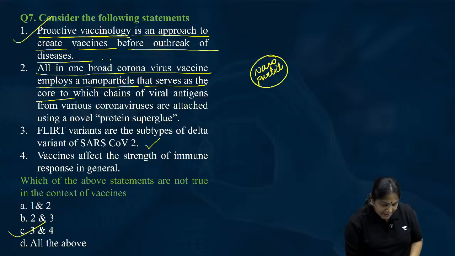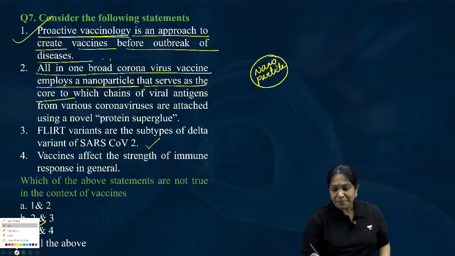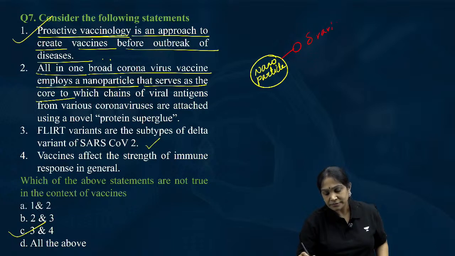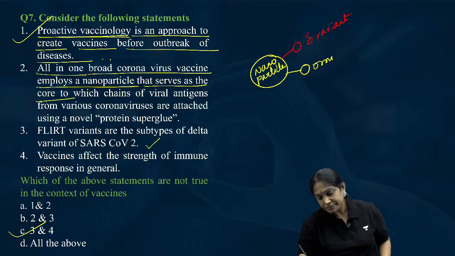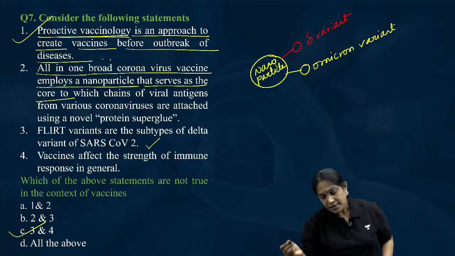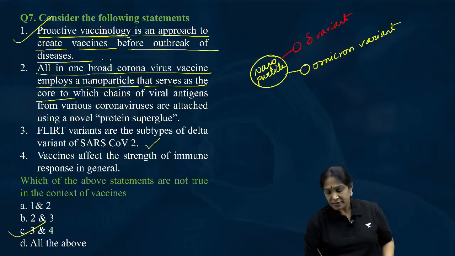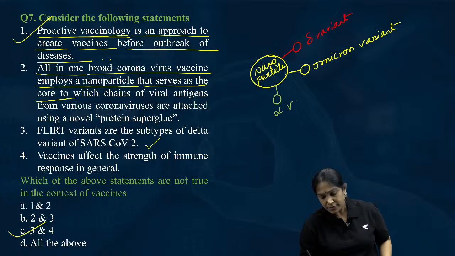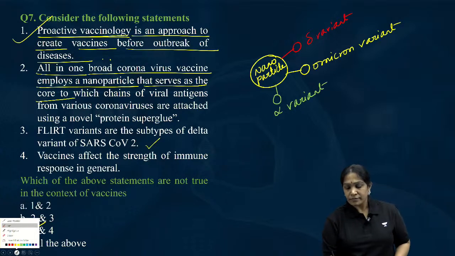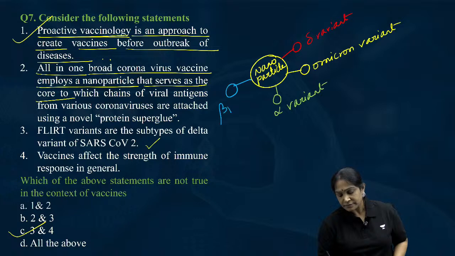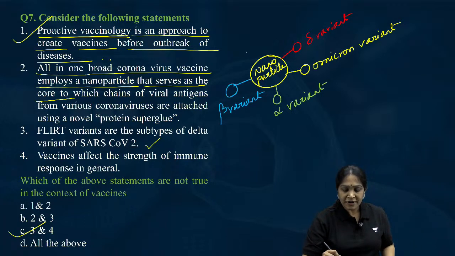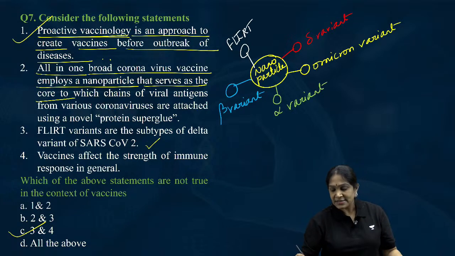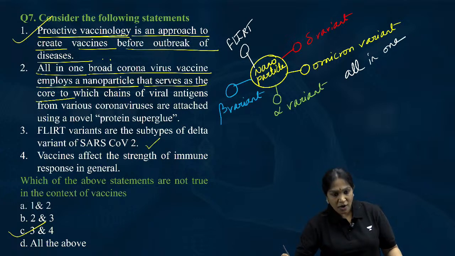To that, what they have done is, they have taken the spike protein of the Delta variant, spike protein of some Omicron variant, spike protein of some Alpha variant, spike protein of some Beta variant, spike protein of some FLiRT variant. Like that. It means this is all in one.